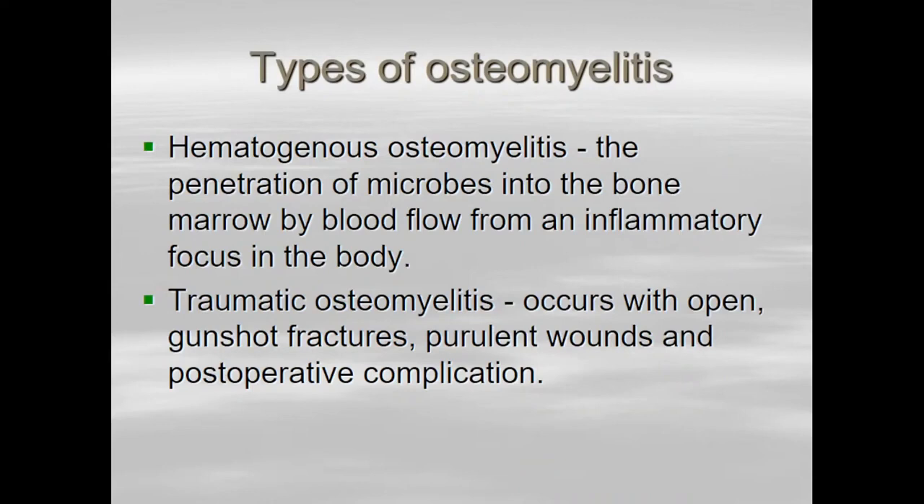Types of osteomyelitis. Hematogenous osteomyelitis: penetration of microbes into the bone marrow by blood flow from an inflammatory focus in the body. Traumatic osteomyelitis occurs with open gunshot fractures, purulent wounds, and postoperative complications.